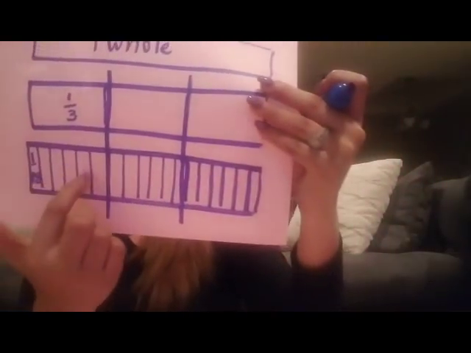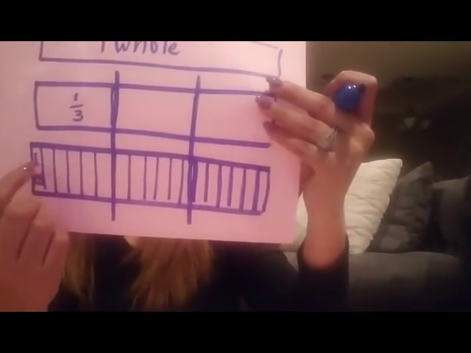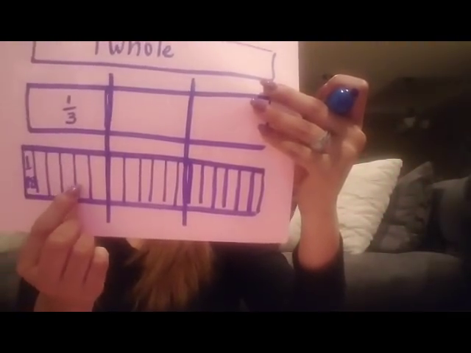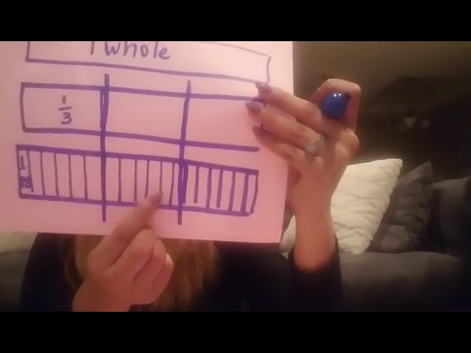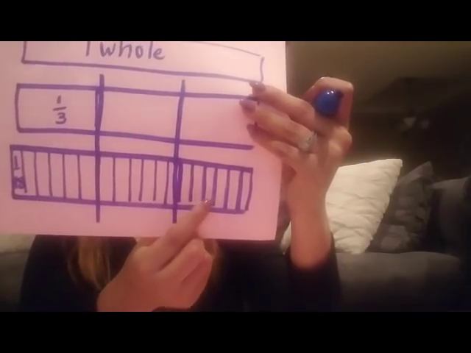Because if you count all the spaces here, this is just 1 out of 18. 1, 2, 3, 4, 5, 6, 7, 8, 9, 10, 11, 12, 13, 14, 15, 16, 17, and 18. Okay? The rest is up to you.